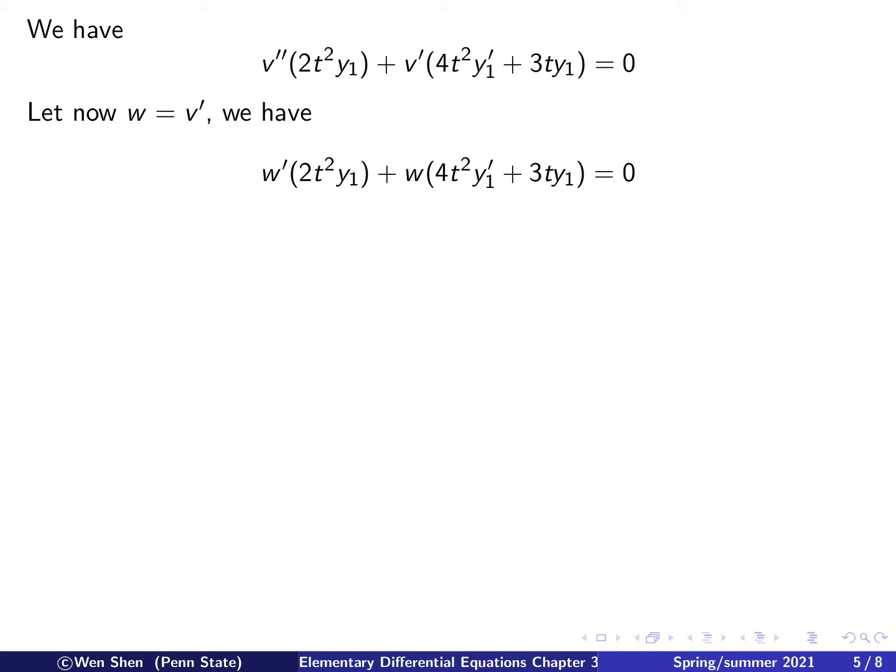Okay, so now we can take v prime and call it a function, let's call it w. Then v double prime is w prime. Then we can rewrite this thinking of w as the unknown. Then I get w prime times its coefficient plus w times its coefficient equals 0. Okay, so y1 is already given. It's the first solution. So this is a function we know, and this is a function we know.